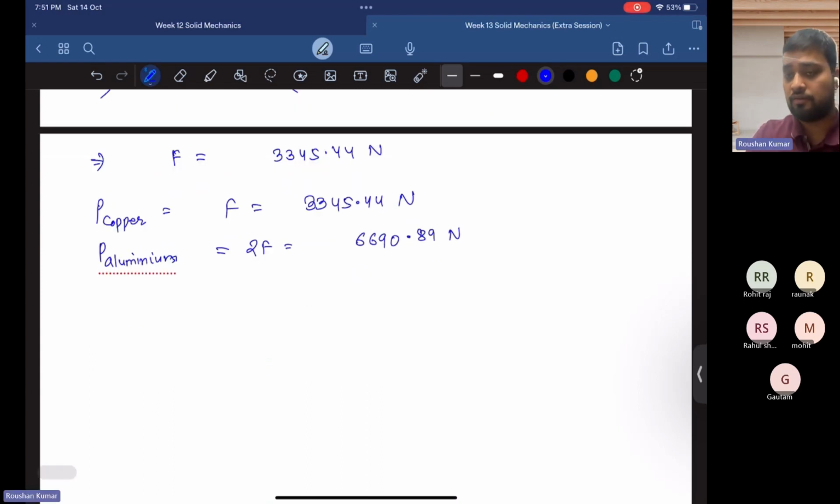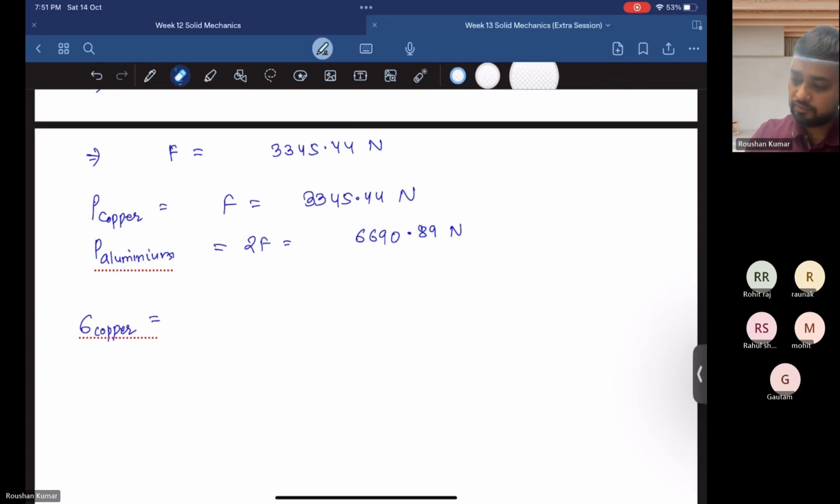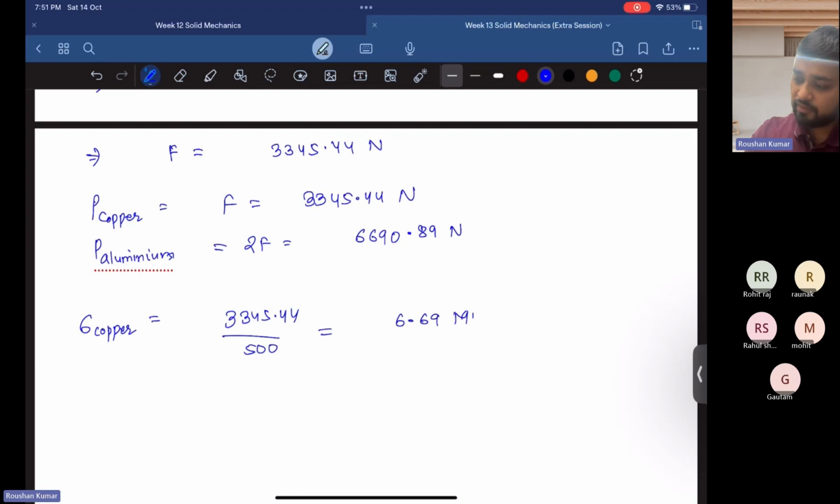But we will also have to find the value of the stresses. So stress is nothing but the force per unit area. So we are using that concept here, where we already found the resultant force, that is the reaction force acting on each of the bar. So we simply find the value of the stress on the copper bar, which is equal to 3345.44 upon 500, which is the area of the copper bar, which is coming out to be 6.69 megapascal.